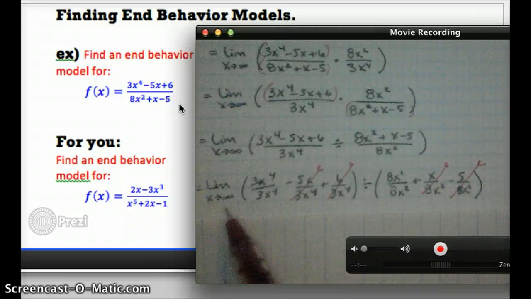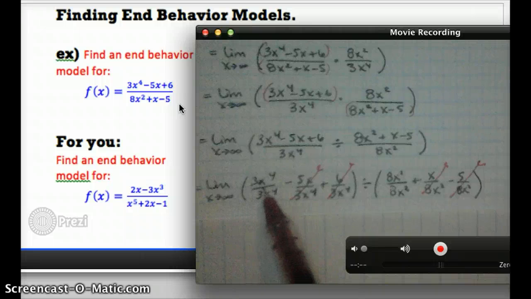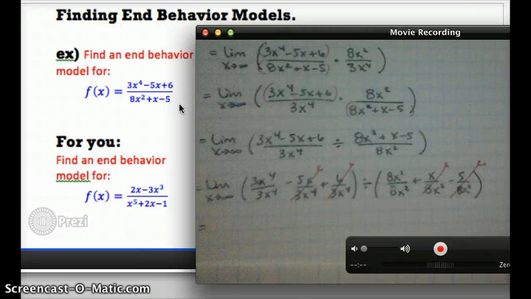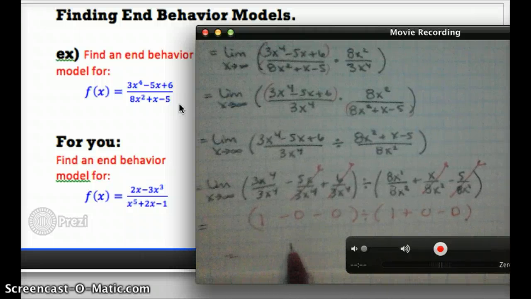And so we're left with the limit as x approaches infinity of 3x to the fourth over 3x to the fourth. But that's just 1. So really what we have here is 1 minus 0 divided by 1 plus 0 minus 0, which is really just 1 divided by 1, and the limit is 1.